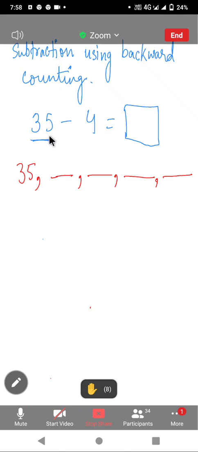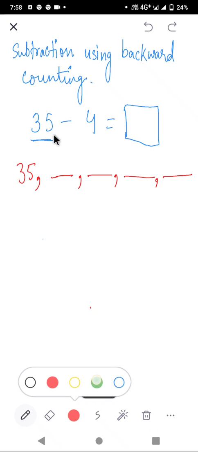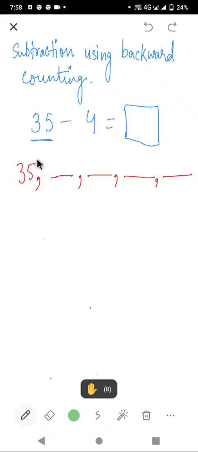Before 35 what comes, students? 34, then 33, then 32, and then 31. The number which we get at last is our answer. 31 is the required answer. So 35 minus 4 is equal to 31. We have to count backward 4 times.